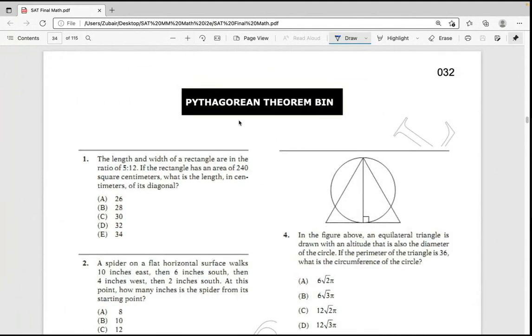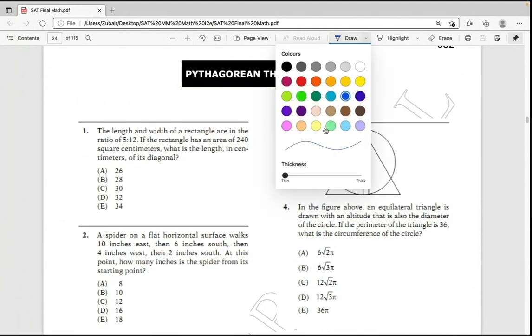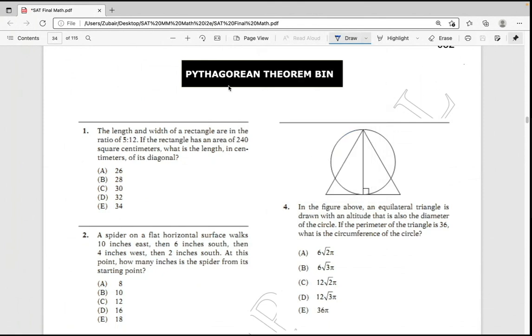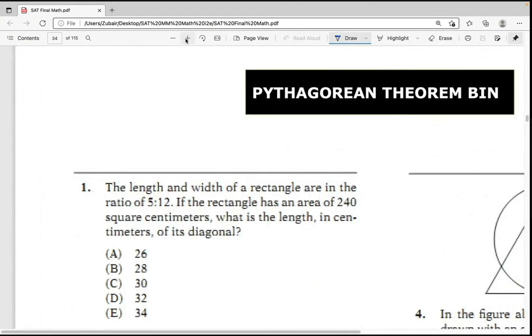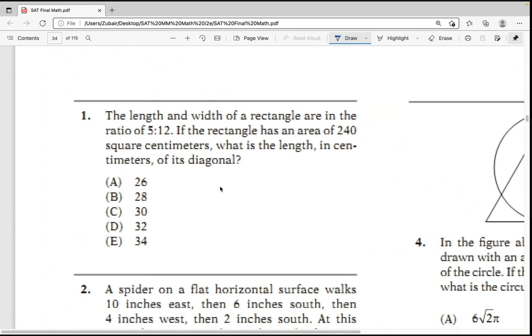This topic uses Pythagoras theorem and there will be a touch of the topics we've already done. So question number 1 is ratio and Pythagoras theorem. The length and width of the rectangle are in ratio 5:12. Never confuse ratio with the actual length. This may be 500 and 1200. So it is 5:12, but what are the actual lengths? I don't know. So I can write 5x and 12x for the original length. If the rectangle has an area of 240, now that's ratio and original area is given. What is the length in centimeters?